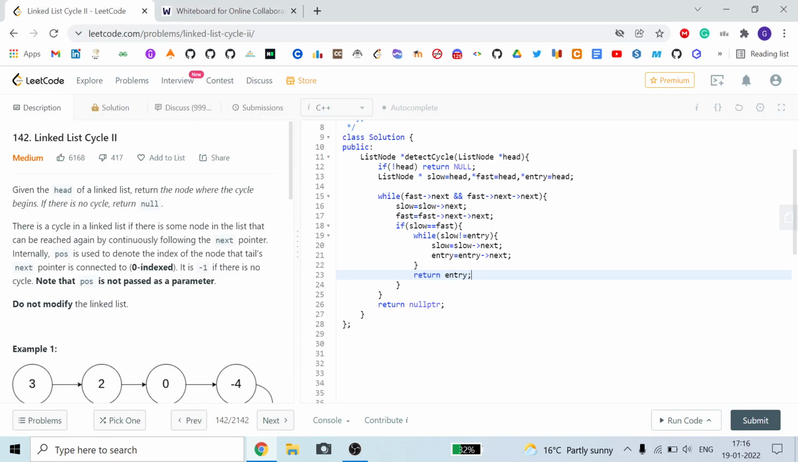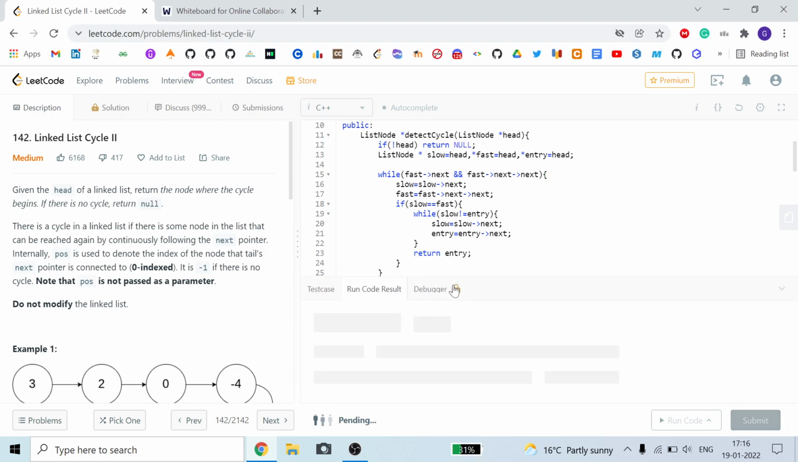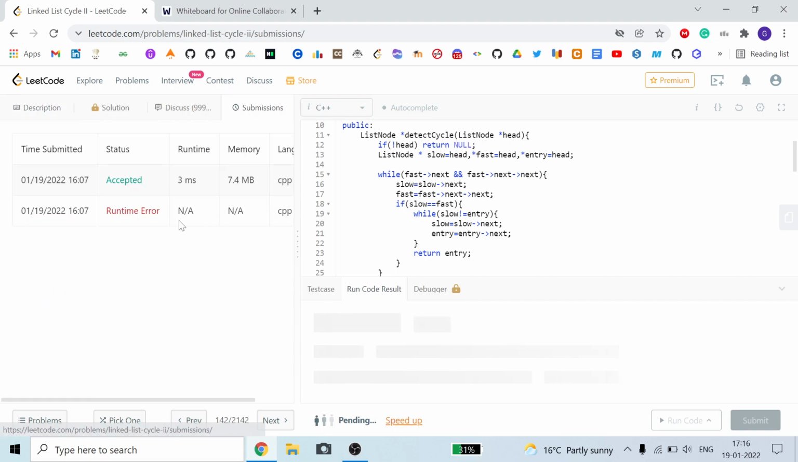So we just return entry. And if this condition is not true at any moment, then if our fast is equal to null, or the next of our fast is equal to null, then we are out of the loop, and we just return nullptr. That means we did not find any cycle. So I can show you my code.